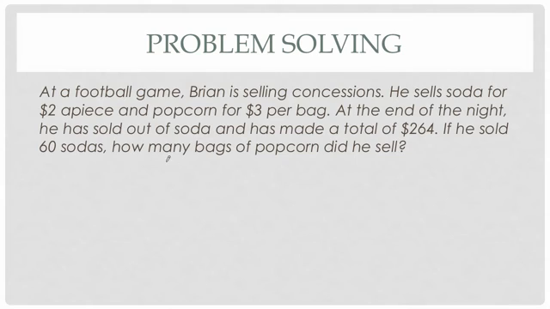All right, so in any algebra, the first place you want to start is trying to figure out some variables. What is changing? Well, he made $264. That's not a changing amount. But throughout the whole night, what is changing is the number of sodas he sold and the number of popcorns he sold. In fact, that's even our question. How many bags of popcorn? We're trying to solve for P. We don't know what it is. So let's let P represent how many bags of popcorn he sold.